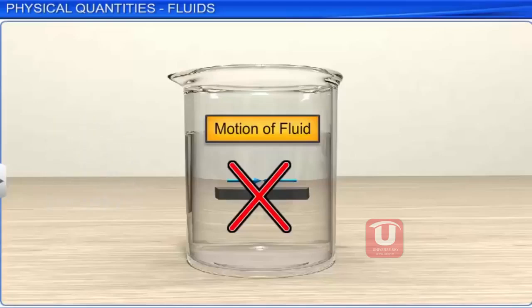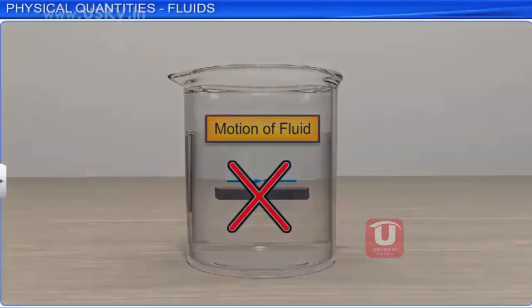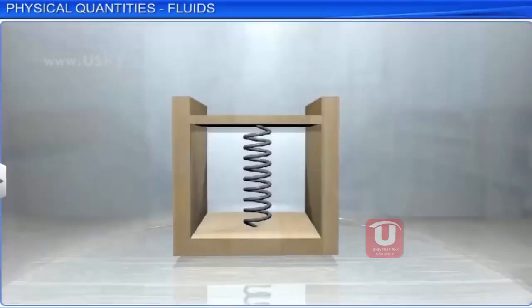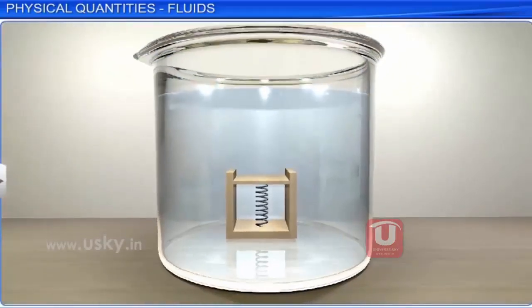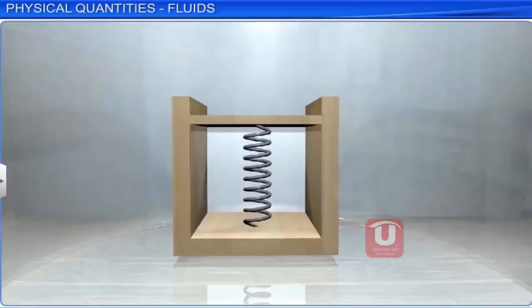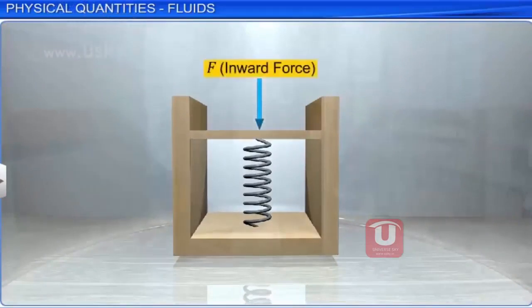The normal force exerted by the fluid at a point can be measured by the device as shown in figure. It consists of an evacuated chamber with a spring that is calibrated to measure the force acting on the piston. The inward force exerted by the fluid on the piston is balanced by the outward force due to the compression of the spring, which is measured by this device when placed inside the fluid.